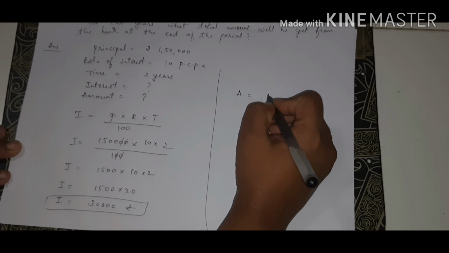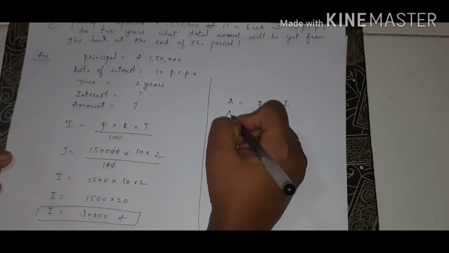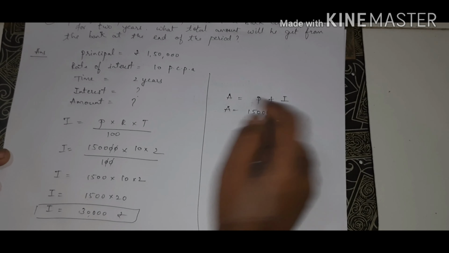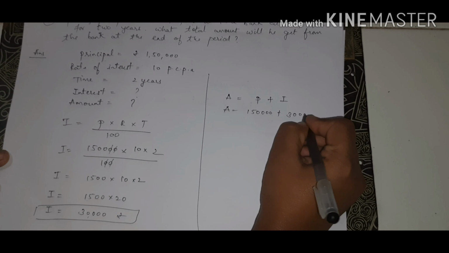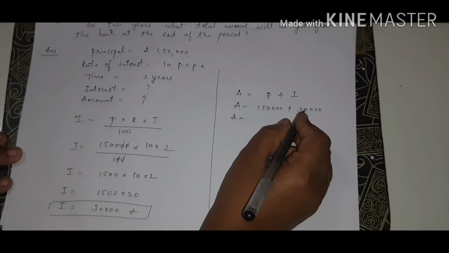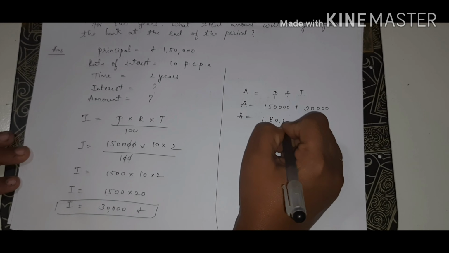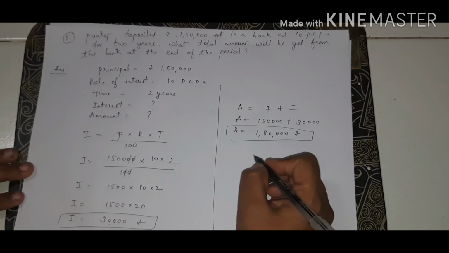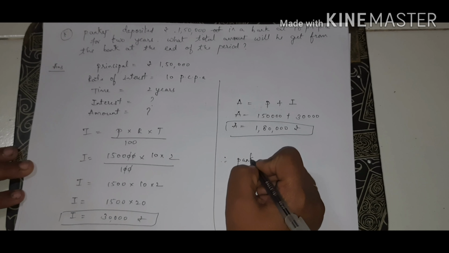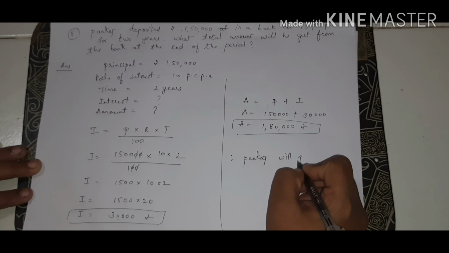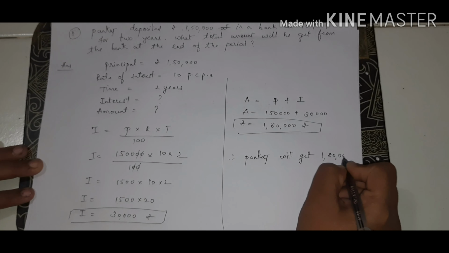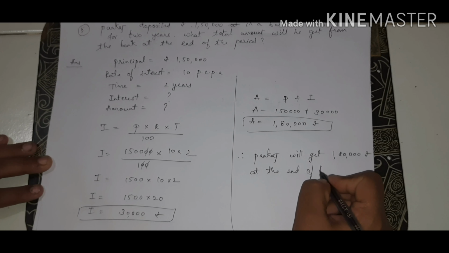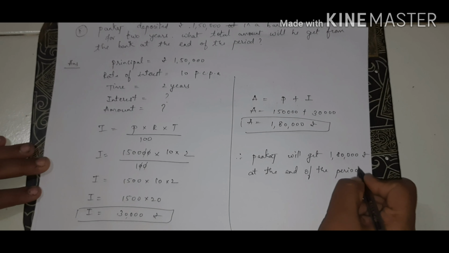Now amount also we have to find out. So what is the amount formula? Principal plus interest, P plus I. So principal is 1,50,000 plus the interest we got here, 30,000. Add it properly. If you add this amount with this amount, we will get 1,80,000 rupees. So this is the amount he will get at the end of the period. Therefore, Pankaj will get 1,80,000 rupees at the end of the period from the bank.